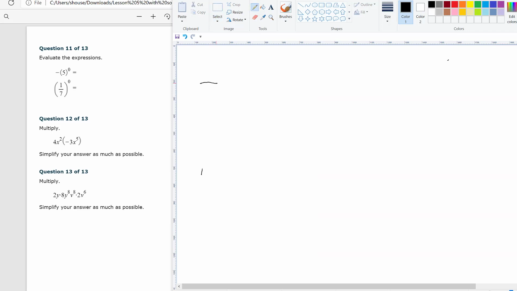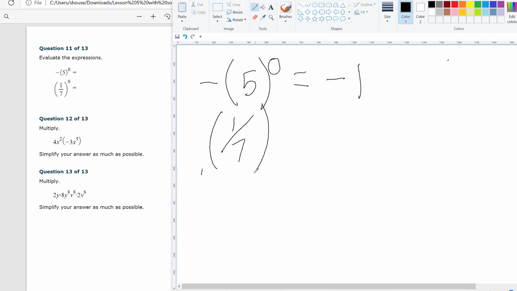So the opposite of 5 raised to the 0. Now be careful, this negative is not affected by that 0, so this is a -1. 1/7 raised to the 0, that's going to be a +1.